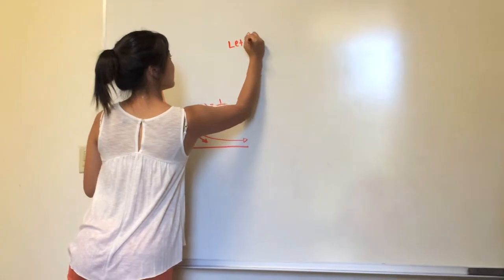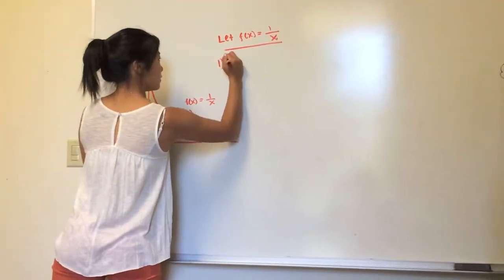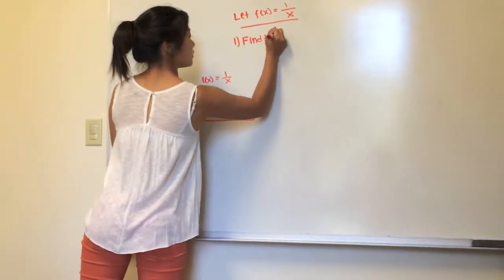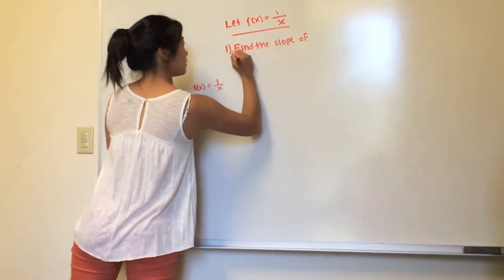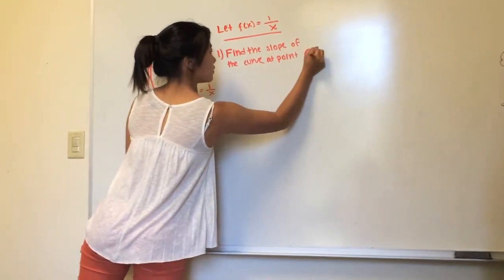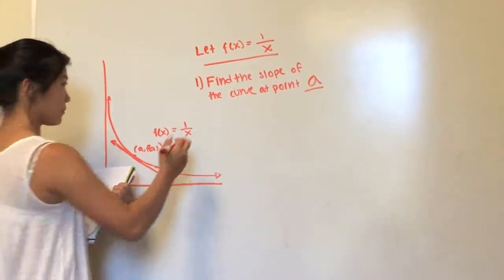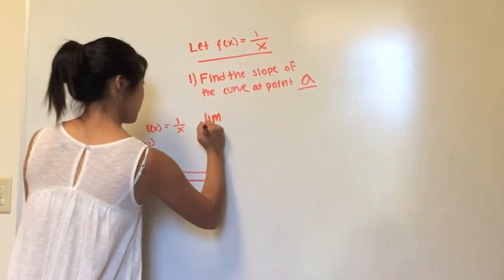Okay, so we're going to try to apply limits to derivatives now, and here's a real example. For this question, we're going to let f of x equal 1 over x. For the first step, we're going to want to find the slope of the curve at point A. As you can see here, at point A we're going to want to find a tangent line, which is going to be equal to our slope at point A.